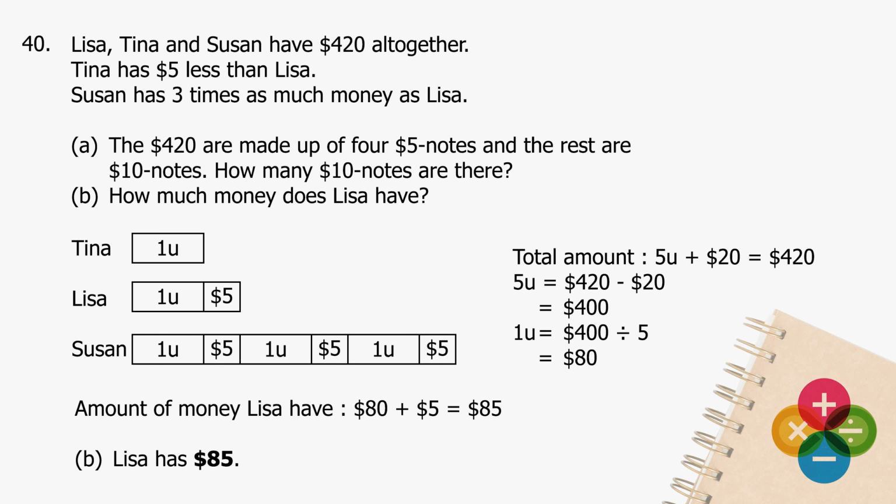The total amount of money will be, add 5 units to $20, and the sum is $420. 5 units will be, subtract $20 from $420, and the difference is $400. 1 unit will be, divide $400 by 5, and the quotient is $80. The amount of money Lisa has will be, add $80 to $5, and the sum is $85. B. Lisa has $85.